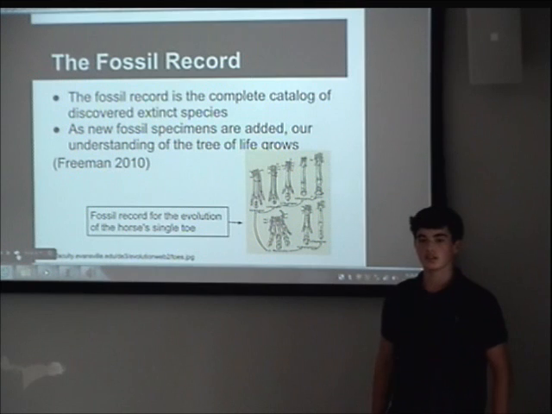The fossil record is the complete catalog of discovered fossils. It makes up the complete knowledge of the tree of life that humans have today, and finding new fossil specimens can help us link other species to their parent species.